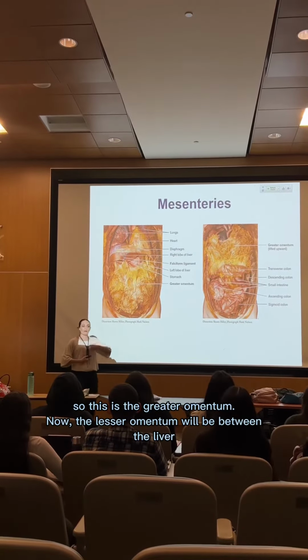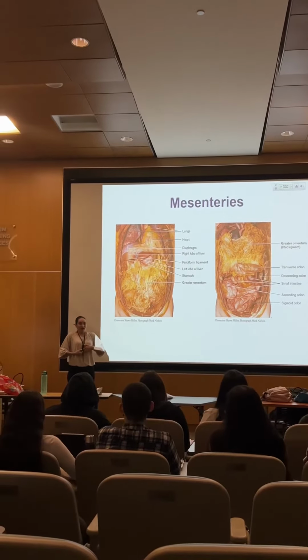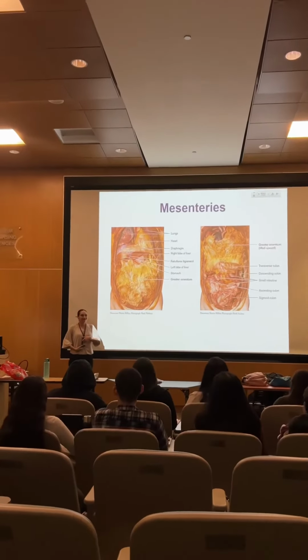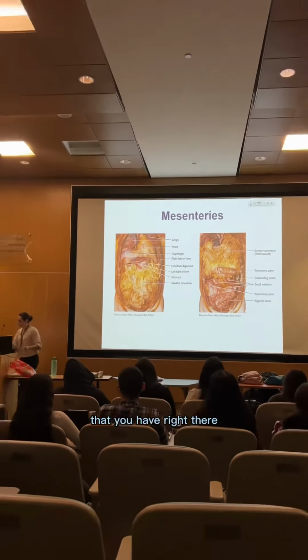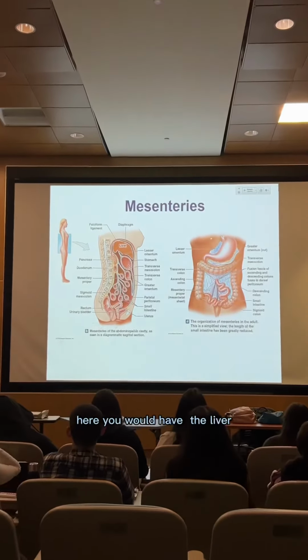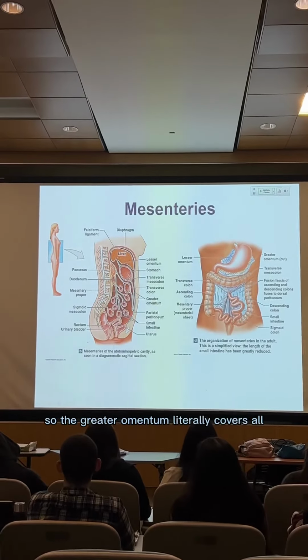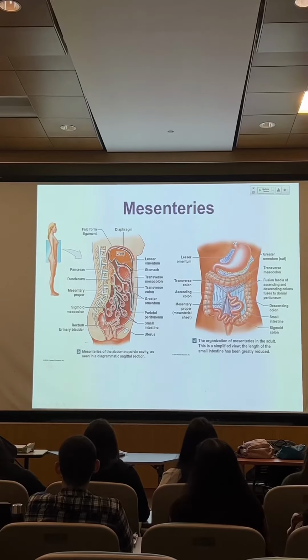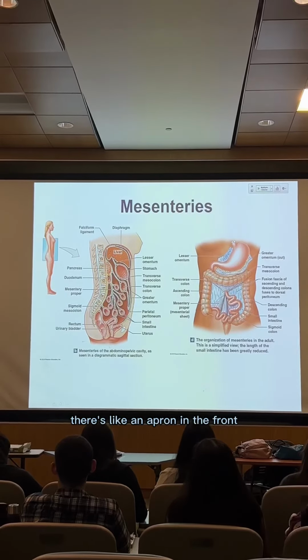Now the lesser omentum will be between the liver and the lesser curvature of the stomach, which is the smaller curvature that you have right there. So you see, this is the lesser omentum. Here you have the liver, and here you have the greater omentum that they cut. So the greater omentum literally covers all the intestines right here. It's like an apron in the front.